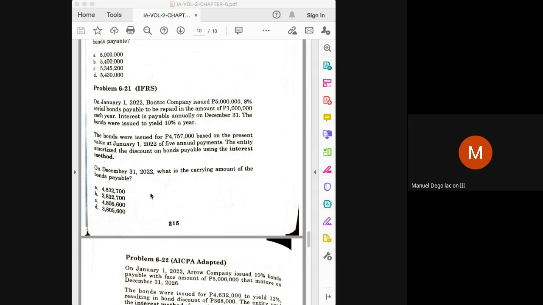The bonds were issued for 4,757,000 based on the present value at January 1, 2022 of 5 annual payments. The entity amortized the discount on bonds payable using the interest method. On December 31, 2022, what is the carrying amount of the bonds payable? Okay.